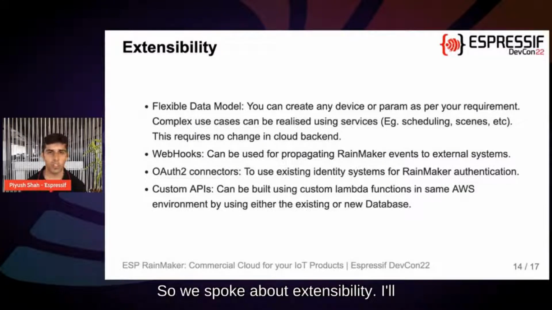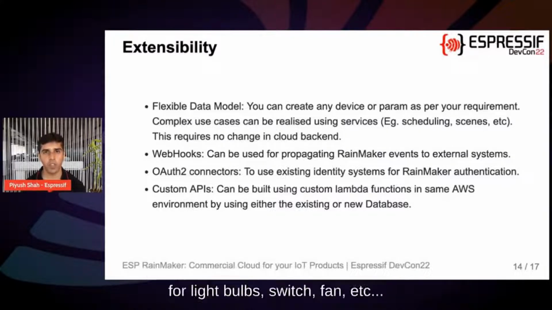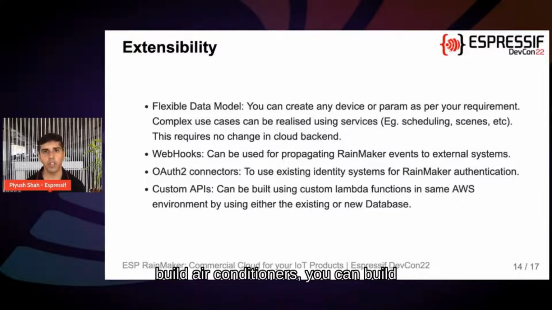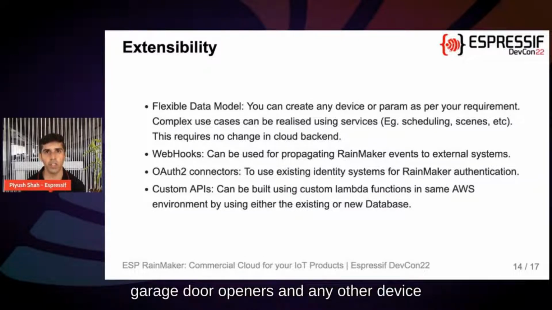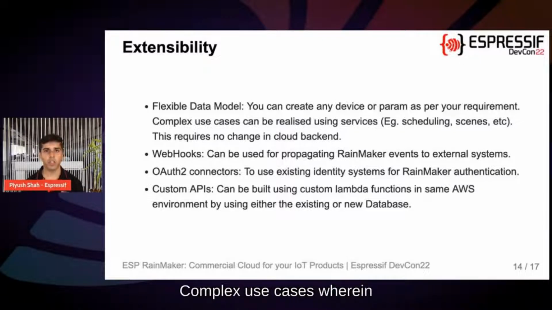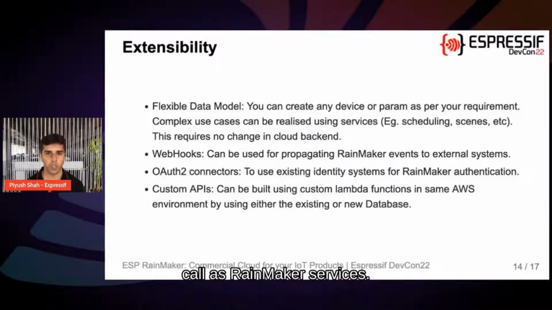So we spoke about extensibility. I'll just go through the points to understand how RainMaker is extensible. So we have a very flexible data model. Even though the standard examples are for light bulb, switch, fan, etc., you can create any device or parameter as per your requirement. Like you can build air conditioners, you can build garage door openers, and any other device type that you feel like. Complex use cases wherein the interface is not directly visible to the end user can also be realized using what we call RainMaker services.